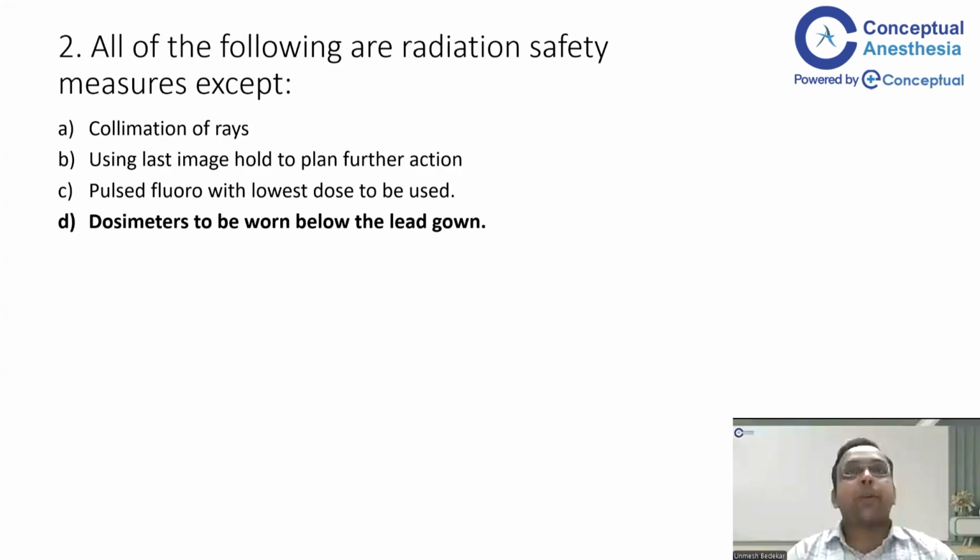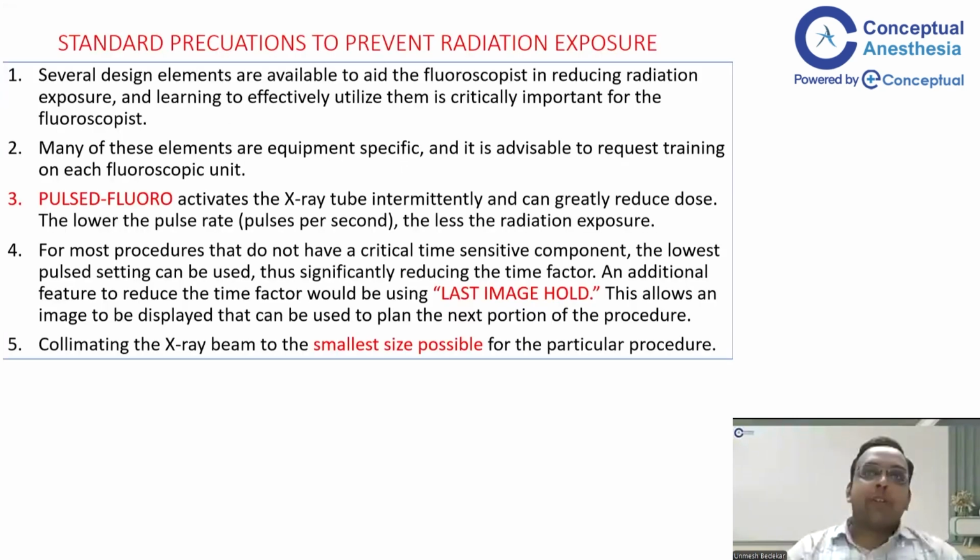So what are the standard precautions that must be taken to prevent radiation exposure? There are several design elements that are available to aid the fluoroscopist or the interventional radiologist to reduce this radiation exposure, and learning to effectively utilize them is critically important for the fluoroscopist. So many of these factors may be equipment specific, and hence specific training for specific equipment is essential for the fluoroscopist. So one such method is pulse fluoro, which activates the tube intermittently instead of continuously, and this greatly reduces the dose.